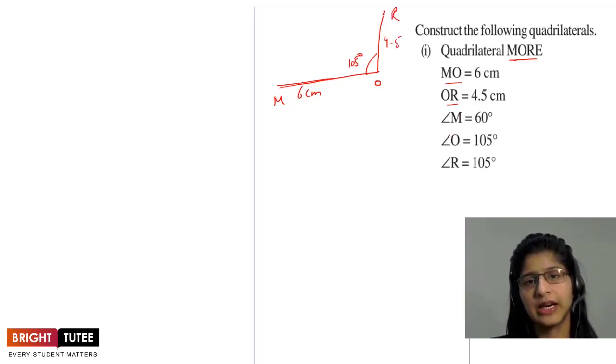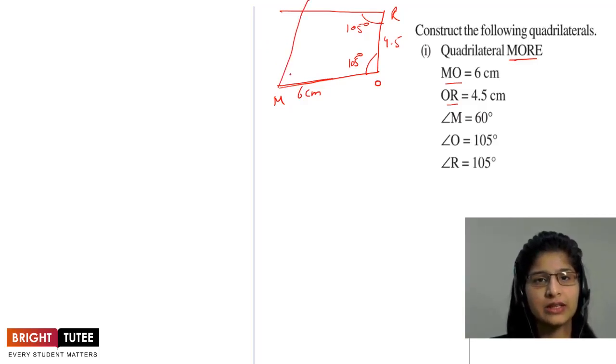Suppose this is point R, and then at point R we have an angle of 105. That will also be somewhat like this. So this is also 105 degrees, and then we have point E. So at M we have an angle of 60 degrees. So it will cut it like this, and this point will be point E. So this is the MORE quadrilateral.